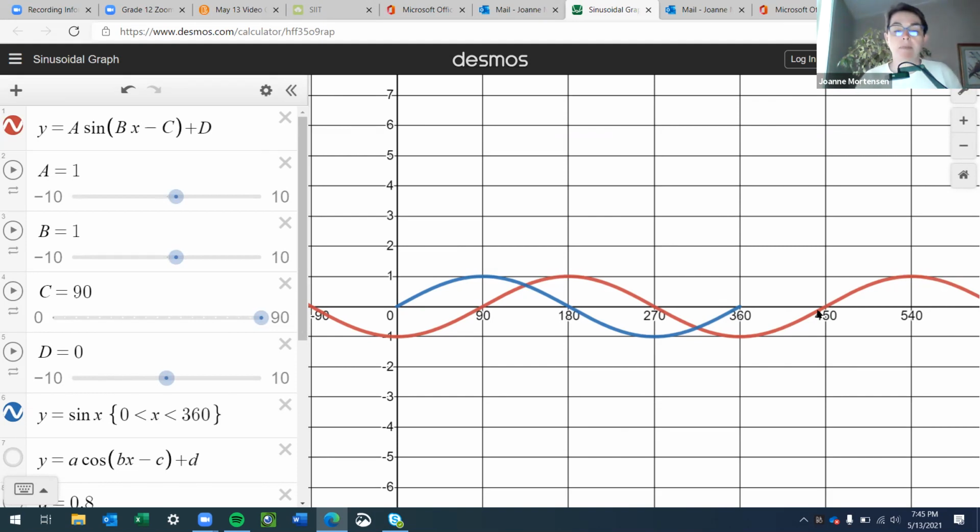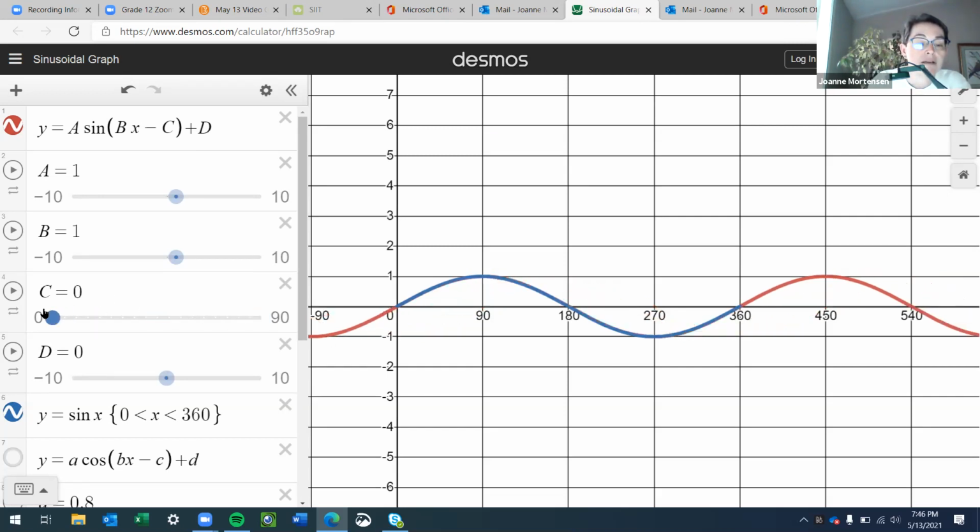Okay, quick review. A changed how high it was. B, squished or expanded. C, horizontal shift, moving stuff back and forth. Don't even worry about which direction. You just have to know that if there's a C value, it's going to shift stuff over, and it can be in the positive or negative direction. Okay, so we're going to put this back to 0.